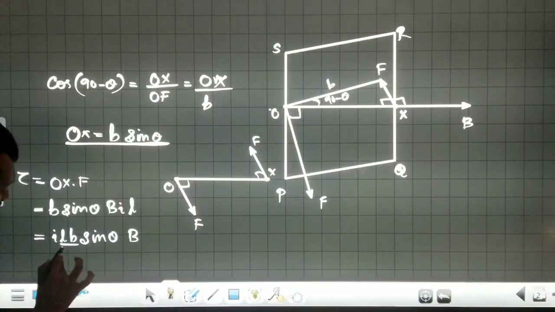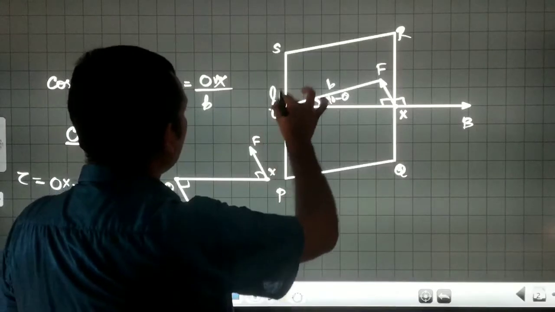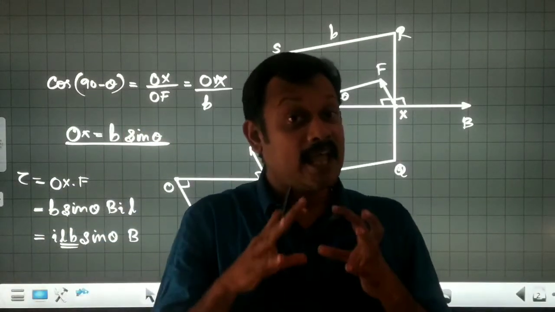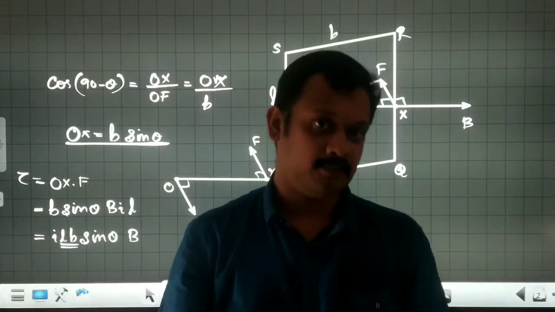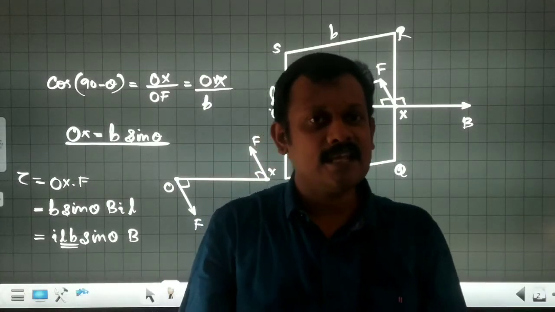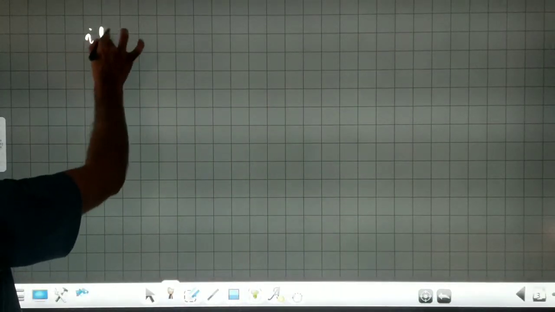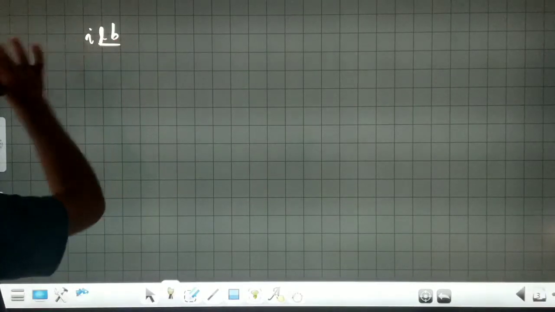Now what is L into B? This side is L, this side is B. L into B is what? The area of this loop. L into B is the area of the loop. Now I got I into L into B. L into B is area, I is the current.